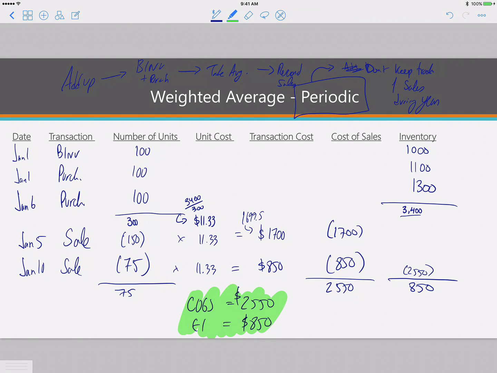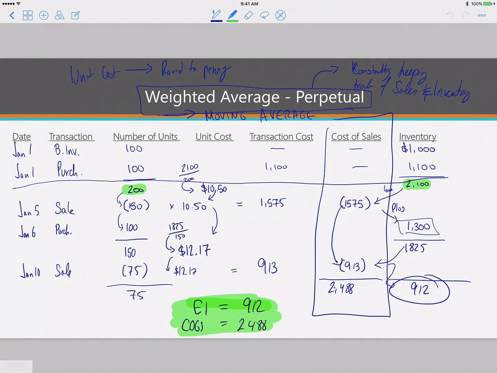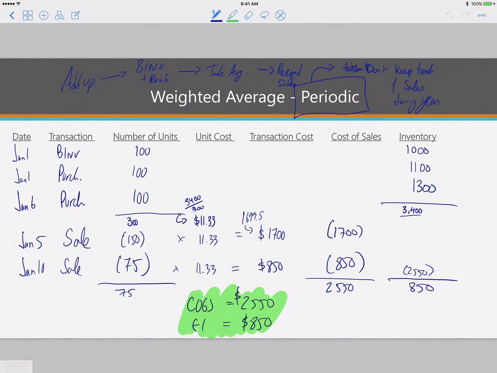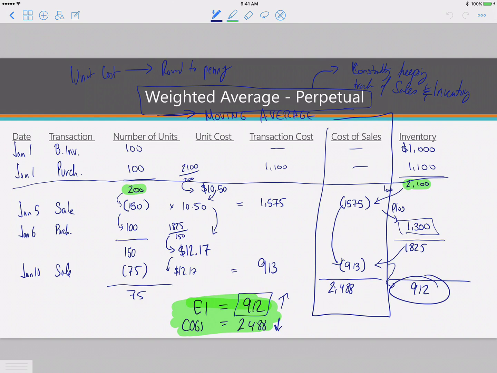And if you take a look at our previous problem, our ending inventory was 912, so we had a higher ending inventory, and we had a lower cost of sales. Why do you think that is? Well, the reason is because we also took into account the sales of items that we purchased at a higher price and gave it the same weight from the beginning. While under the perpetual system, as we were selling through items, they were taken from an average of items that we paid less for. So the cost base was lower as we were taking the average.